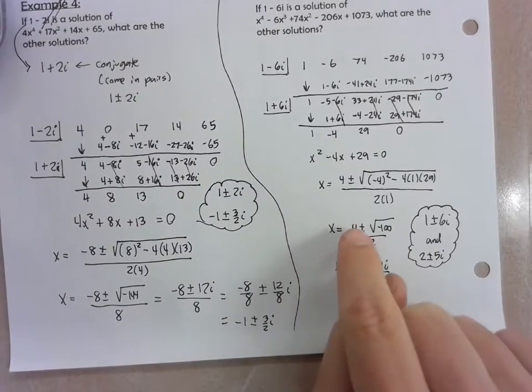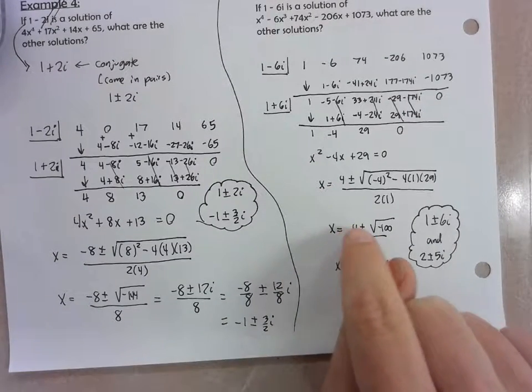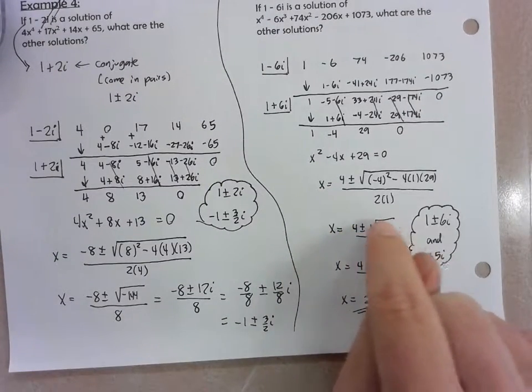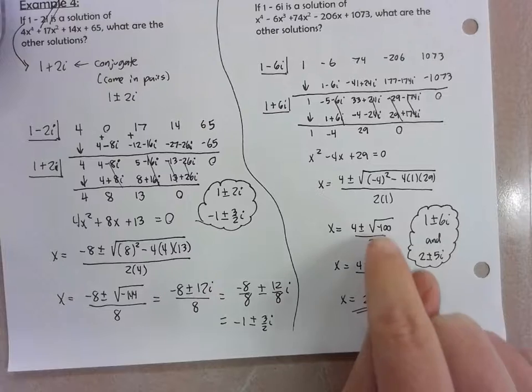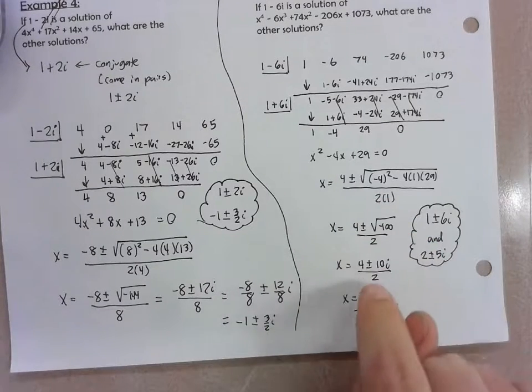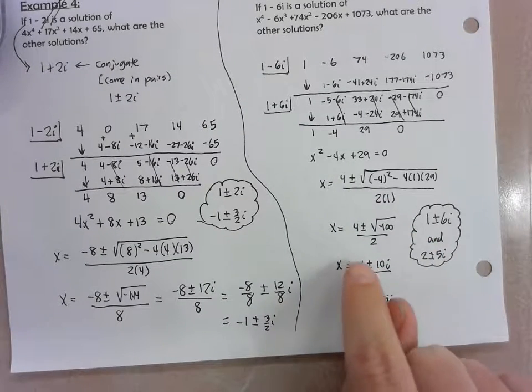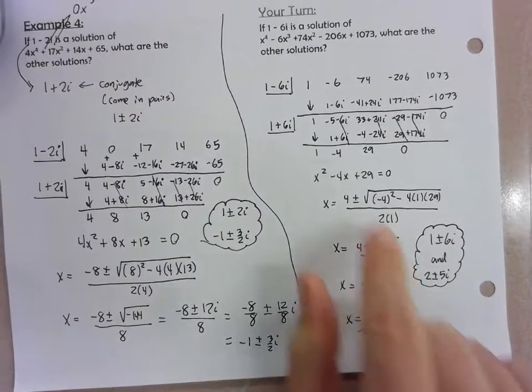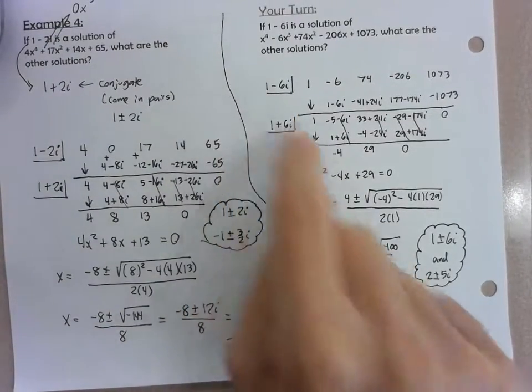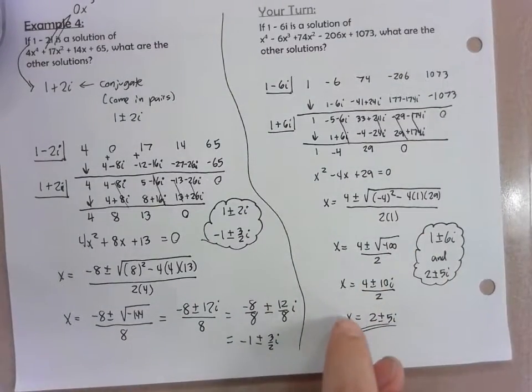And if you simplify that, well, you get 4 plus or minus, that ends up being negative 100, which you can square root 100. So the square root of negative 100 is 10i, and 2 times 1 is 2. Turns out those are both divisible by 2, so 2 plus or minus 5i. So my 4 solutions would be 1 plus or minus 6i, and 2 plus or minus 5i.